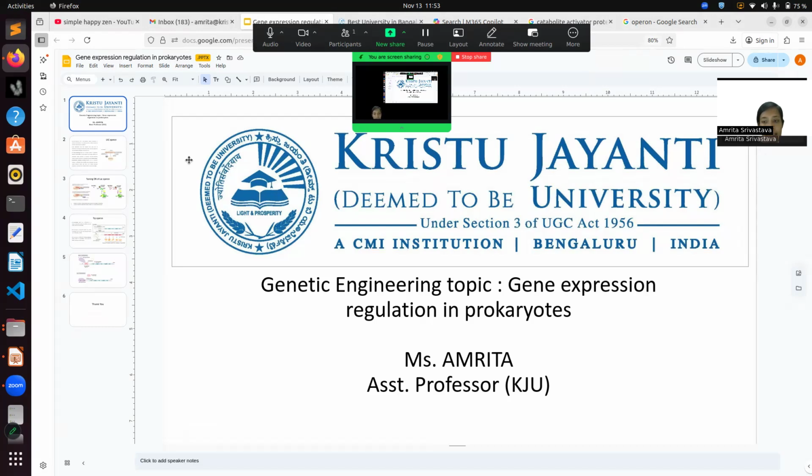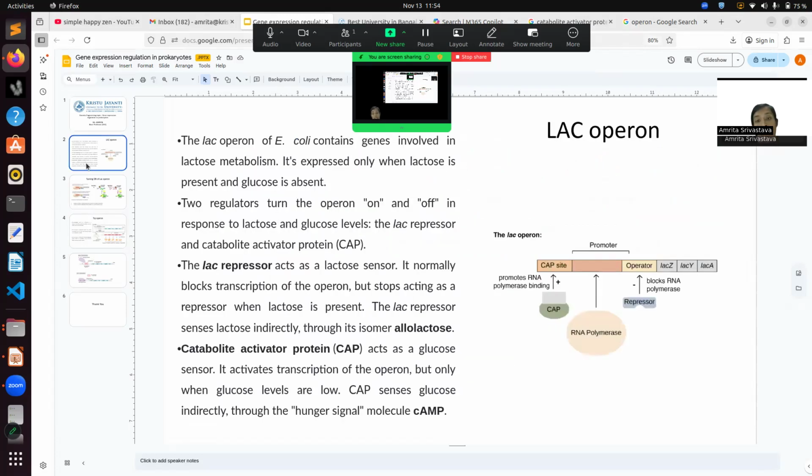To understand gene expression regulation in prokaryotes, we must understand the concept of operons. Many prokaryotic genomes have a cluster of genes that are often transcribed together, and they are also regulated based on the environmental conditions. So today we are going to talk about two operons. One is the lac operon and one is the tryptophan operon.